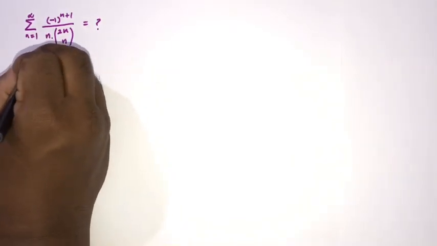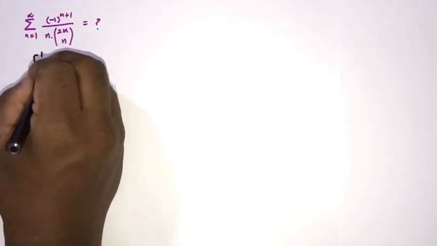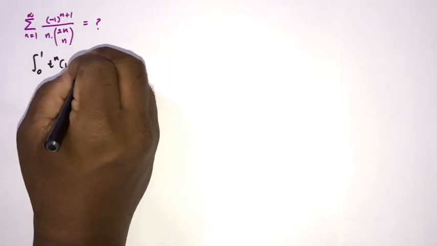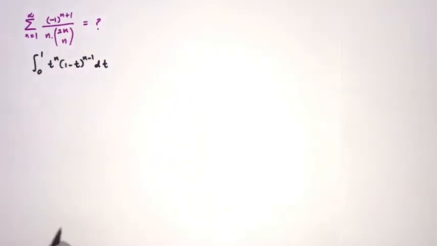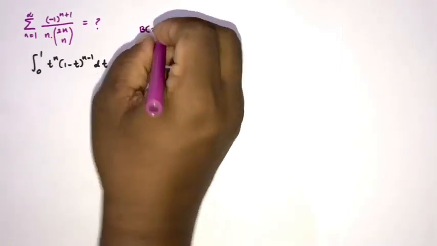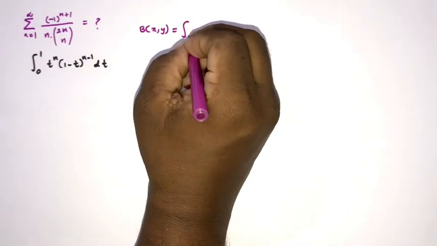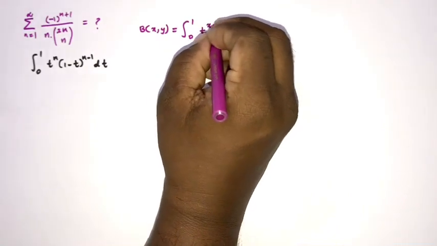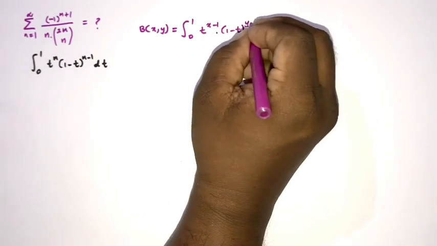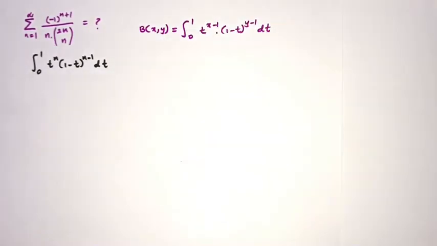So if we take the integral from 0 to 1 of t to the n times (1 minus t) to the n minus 1 dt. Now I think this is a little bit familiar to us because this is a type of beta function. We know the definition of the beta function: beta of x, y is equal to the integral from 0 to 1 of t to the x minus 1 times (1 minus t) to the y minus 1 dt.